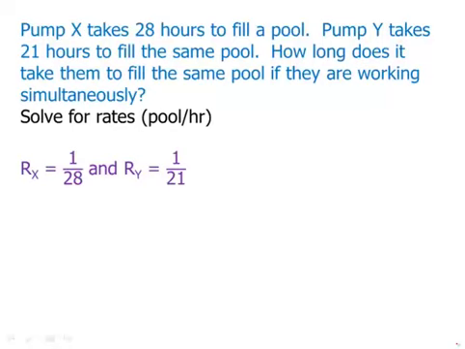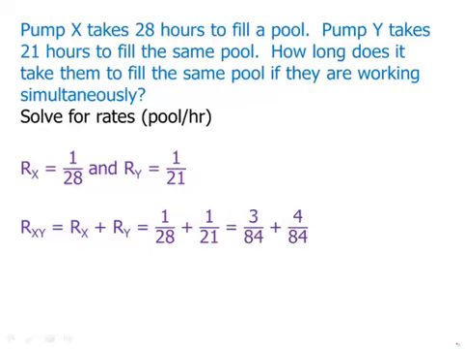We're going to get the combined rate by adding those two individual rates. In order to add them, we're going to find a common denominator. Notice that 28 is 4 times 7, 21 is 3 times 7, so we'll multiply the first one by 3 over 3 and multiply the second one by 4 over 4, and that will get us to a common denominator of 84. That is the least common denominator, the least common multiple.